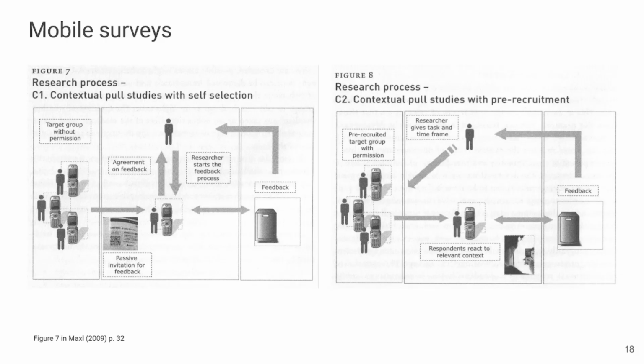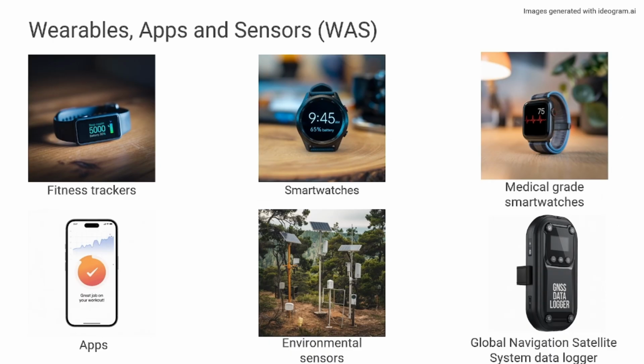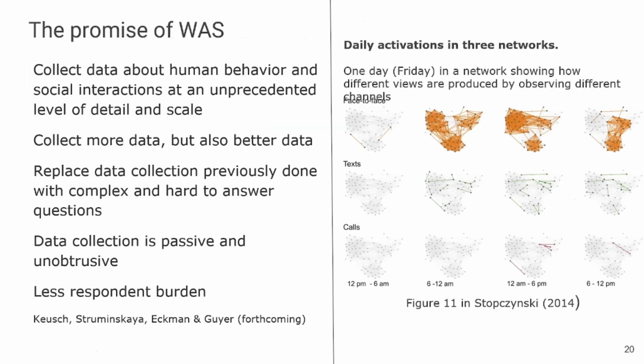And then we have the latest way of collecting data, which is with wearables, so wearable apps and sensors, where the general idea is that you want to collect human behavioral data and social interaction at scale. Also, you don't want to ask people, because asking people is very hard for some topics. Like, if you ask people how many steps they walked today, who knows that? So just have your smartwatch do that. That's the promise of this passive and unobtrusive data collection that Florian has written about. Where is Florian? Yeah, he's written a book about it, so talk to him.